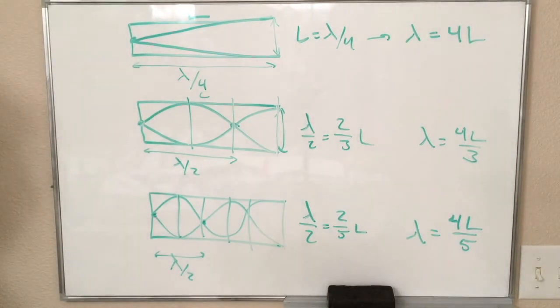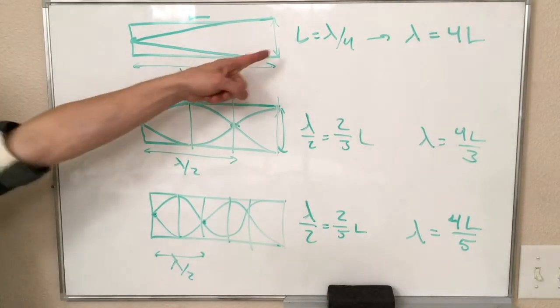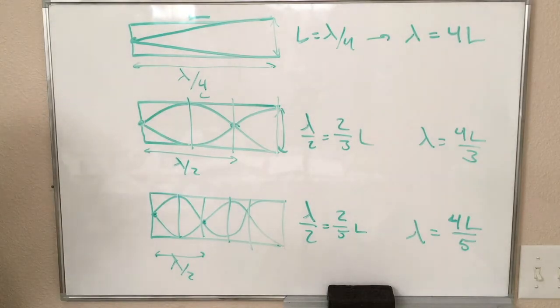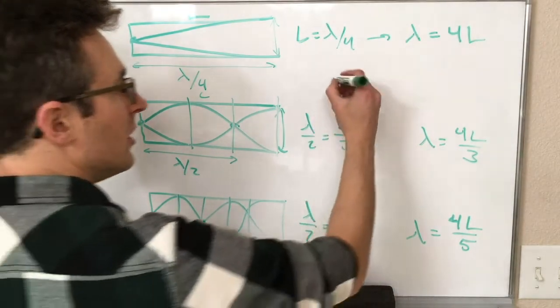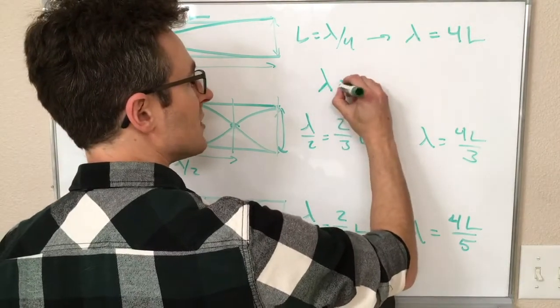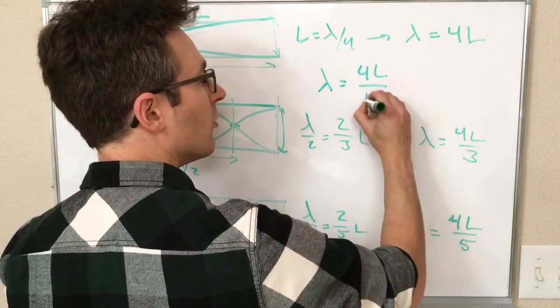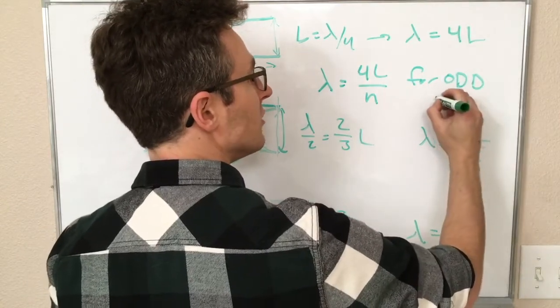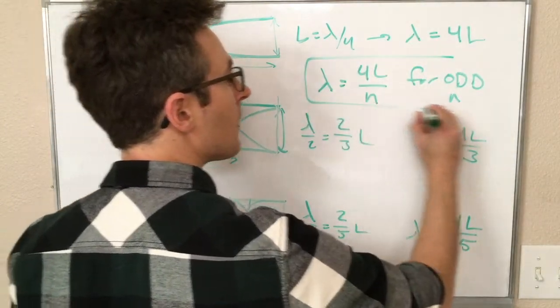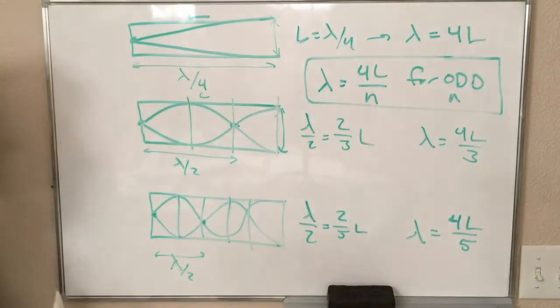So for our systems with one end open and one end closed, we go 4L, 4L over 3, 4L over 5. It turns out that lambda is equal to 4L over n for odd values of n only. We can never have the even values of n. All right.